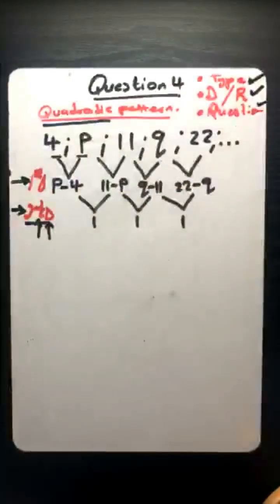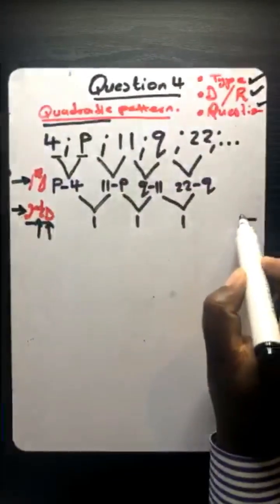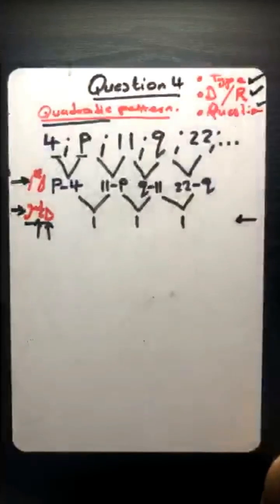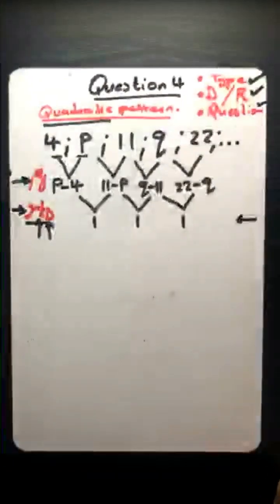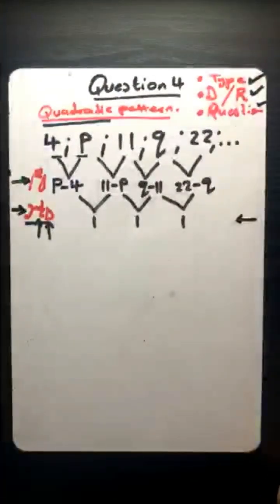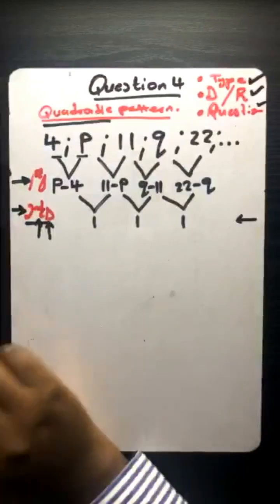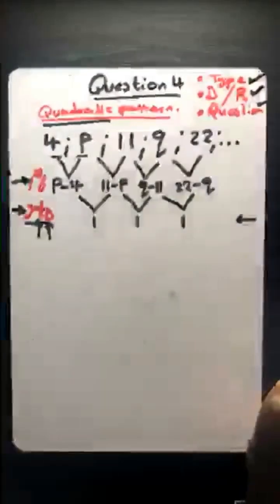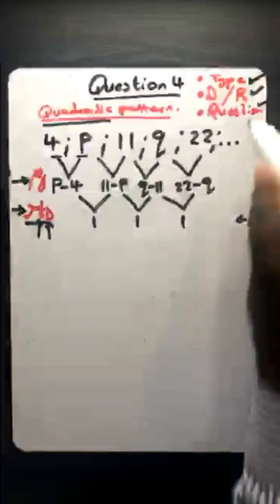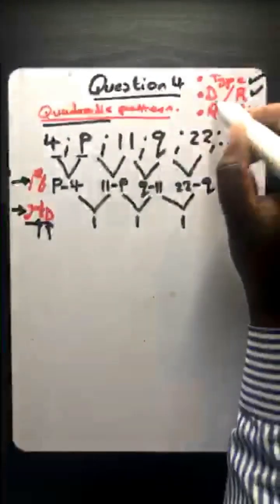So it has to be an obvious thing that under a quadratic pattern, you will at all times have your common difference being the second part. So now, I think we have actually ticked that second bullet.